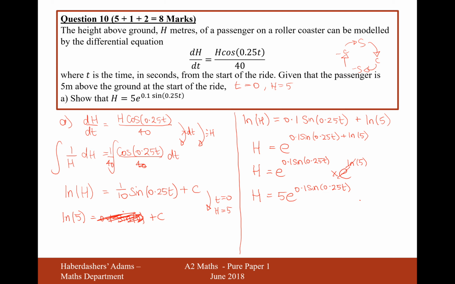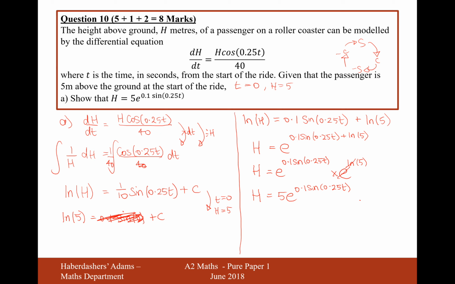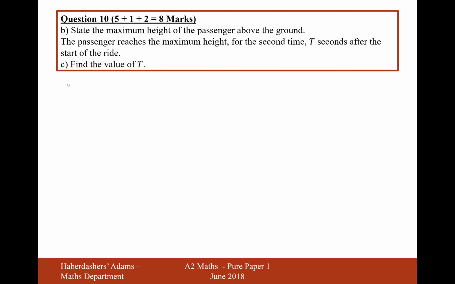Moving on now to part B. State the maximum height of the passenger above the ground. So this is our function for h, so let's write that out, it may be important. 5e to the 0.1 sine 0.25t. Okay, well the maximum height, we want to maximise this function. The maximum value that sine can be is 1. No matter what happens inside the angle, sine has a maximum of 1.